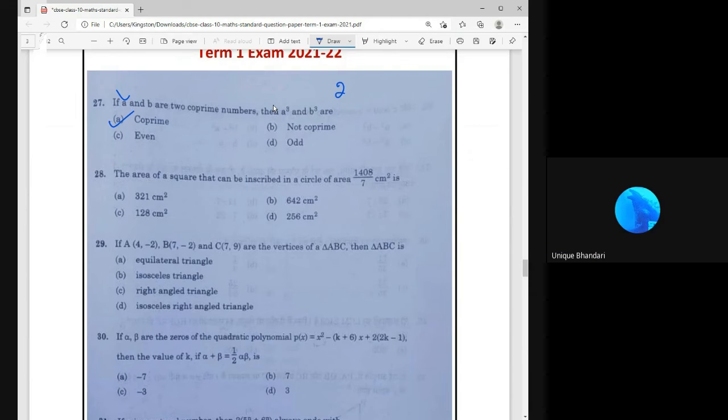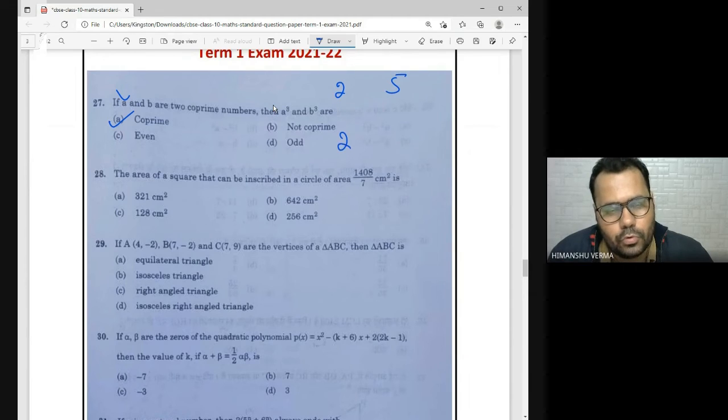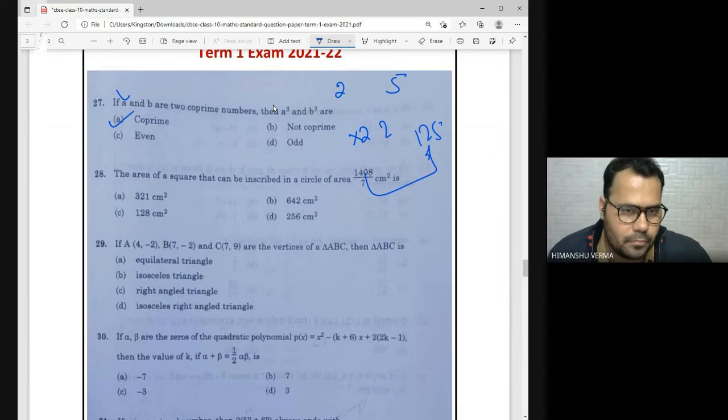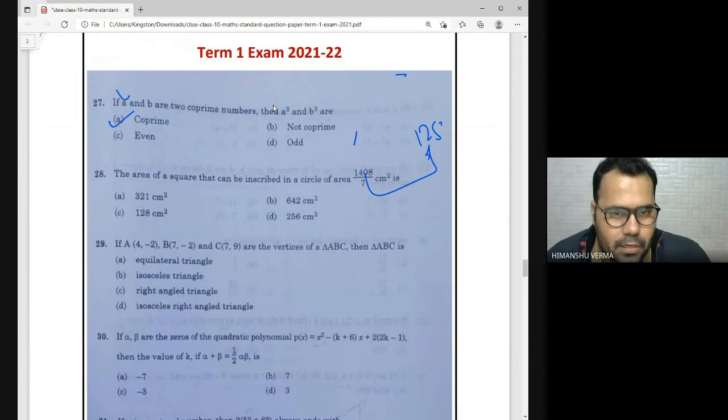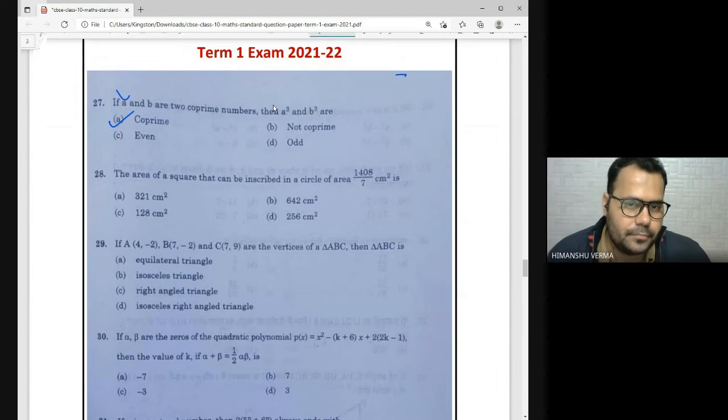Let's say there are 2 and 5. If you cube 2, 2 into 2 into 2 is 8, and 5 into 5 into 5 is 125. What is common in this case? Nothing is common. So if two numbers are co-prime, their cube, square, all are co-prime as well.